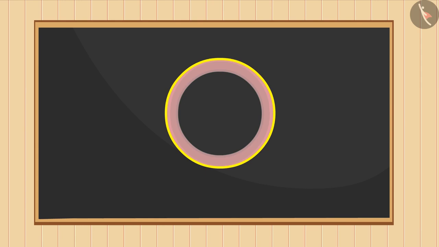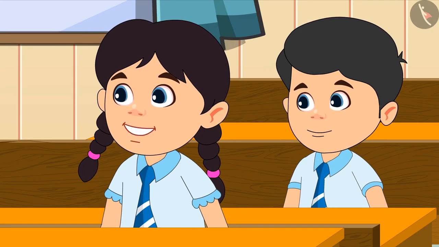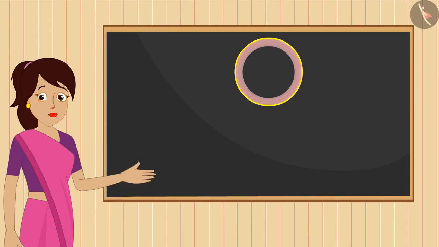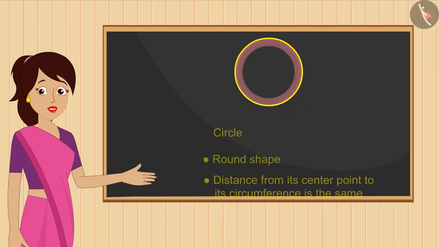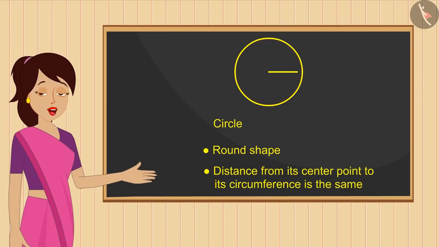Now tell me, if we trace this bangle on a paper, then which shape shall we get? This is a circle. Absolutely right. Because this is a round shape in which the distance from the center point to its circumference is the same.